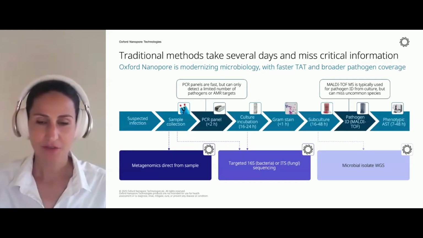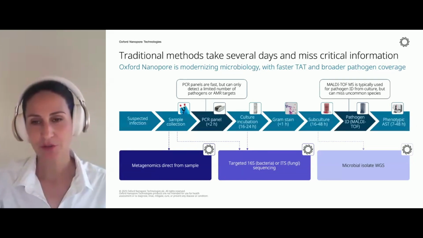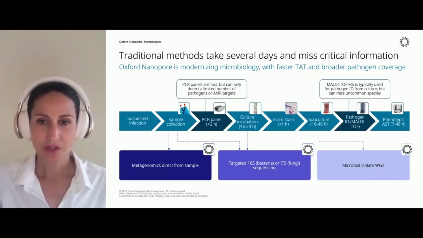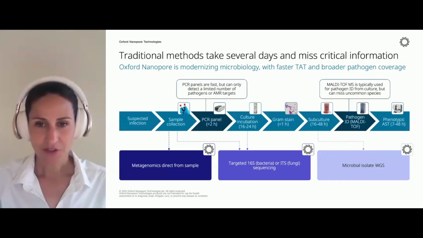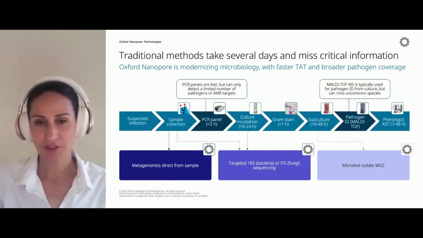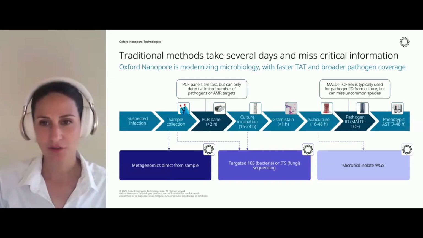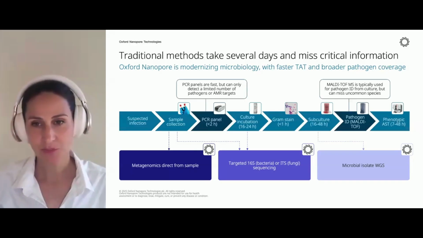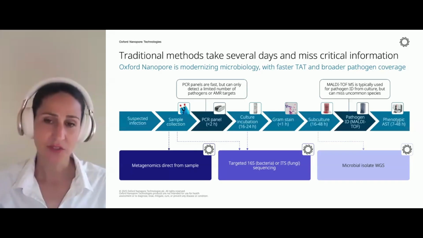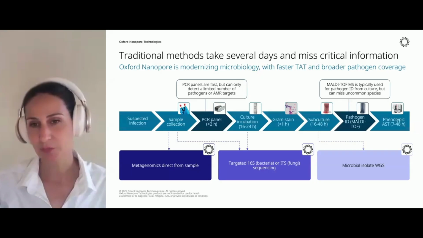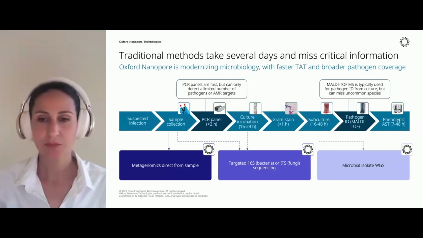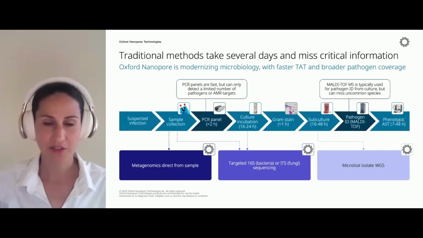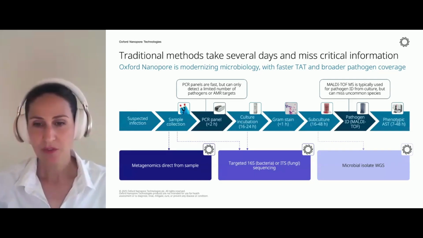So you might be asking yourself, why use metagenomics when you can use tried and tested methods for microbiology? Well, when you have a suspected infection, after you take your sample, many of these methods can take quite a long time, taking several days and even weeks to get your answer. And they can also be limited in terms of the information they give you. For example, PCR panels are extremely fast, but will only detect a limited number of pathogens that you're looking for, or specific AMR targets, for example.